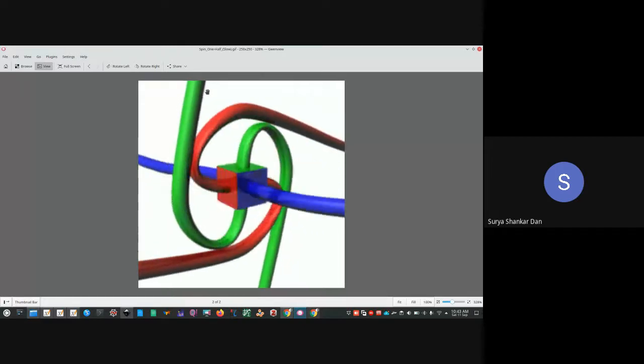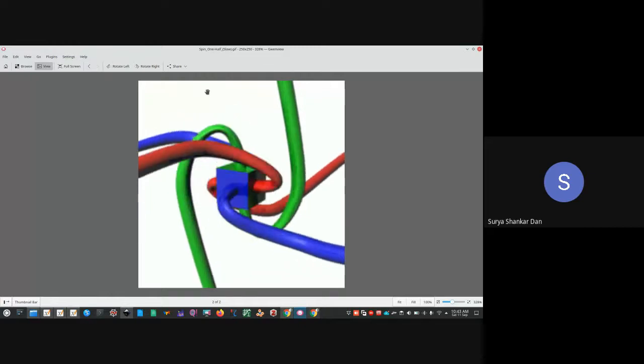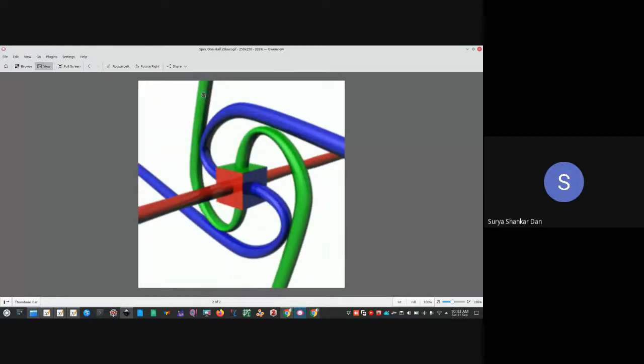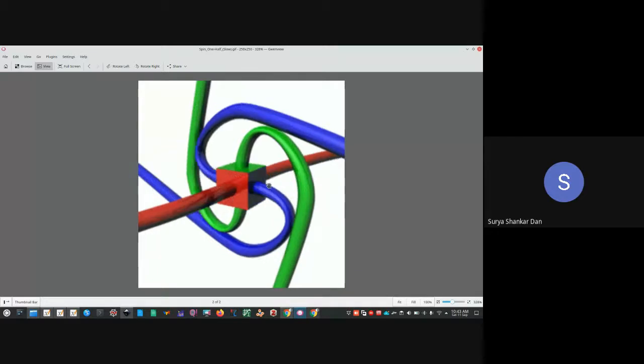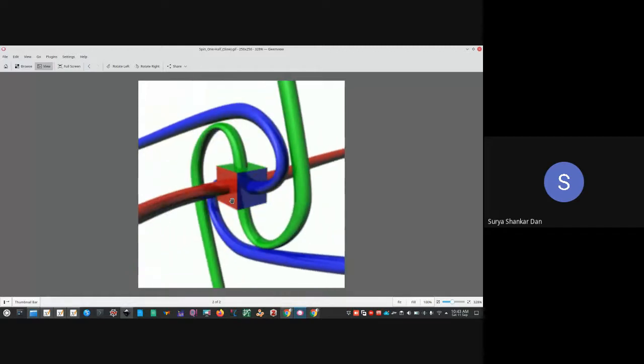Everybody please respond if you are able to understand. Please visualize this. You won't find it in the textbooks. So for half spin particles, you require the particle to rotate 720 degrees to essentially come back to its original configuration.